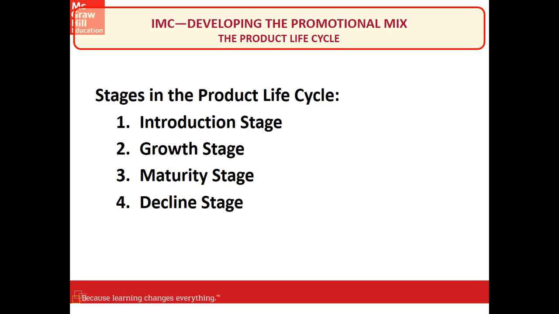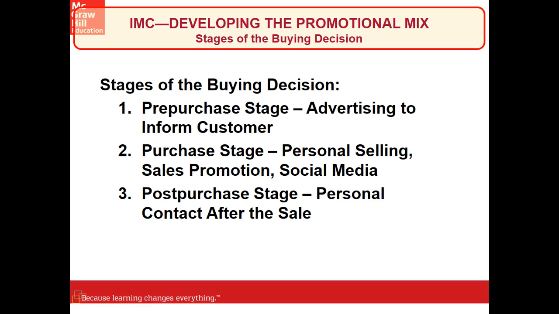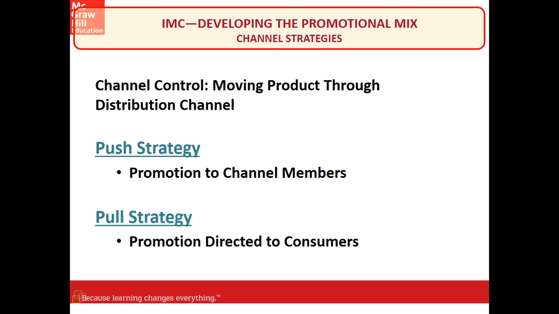Next, we talk about the product life cycle. Most products go through life cycle stages: introduction, growth, maturity, and decline. You should understand that. And also the stages of consumers' buying decision: pre-purchase stage, purchase stage, and post-purchase stage. And also channel strategies, marketing channel strategies.